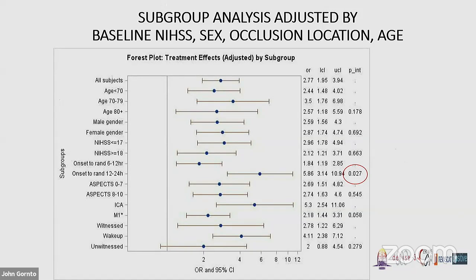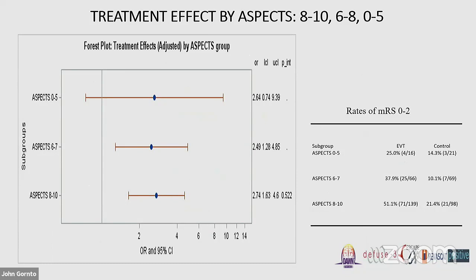how about the patients who are older? How about the patients who have different time aspects? You can see that the treatment effect is so powerful that among all subgroup patients, there's still benefit, regardless of their age, regardless of their gender, and whatnot. How about ASPECTS? 0 to 5 is a smaller number, but you can see that ASPECTS 6 to 7, 8 to 10, pretty much all had better outcome, and there was a trend toward better outcome for ASPECTS 0 to 5.